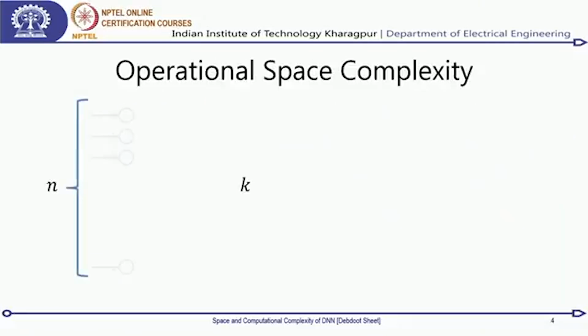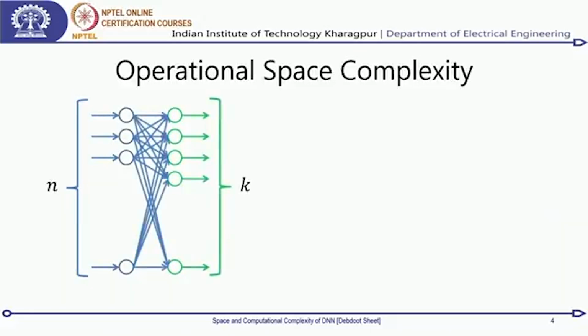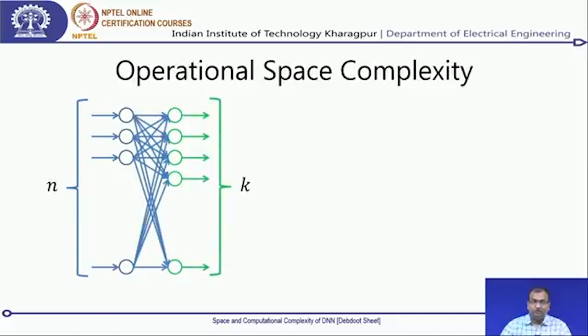Okay. Now, that brings us to the next point, which is operational space complexity. This was the space I required to store all of this on my RAM, but now I am going to make use of it. There will be one sample data point coming in, going through to the output, and then intermittently how much space do I take.